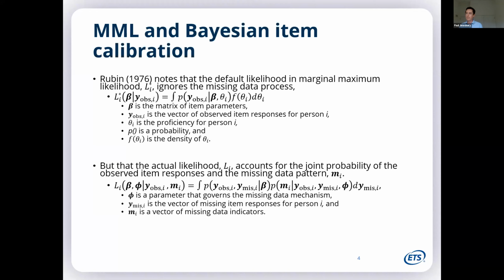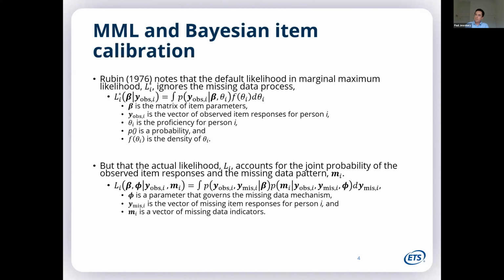Y miss is the vector of missing item responses for person i. So these are the responses that would have been observed if the student answered all of the questions. In the context of MST, these missing responses are the responses to the modules that the student was not assigned. Not that the student intentionally missed it, but they never had an opportunity to respond to it, so their responses are missing. And then m i is the vector of missing data indicators, or the missing data pattern.